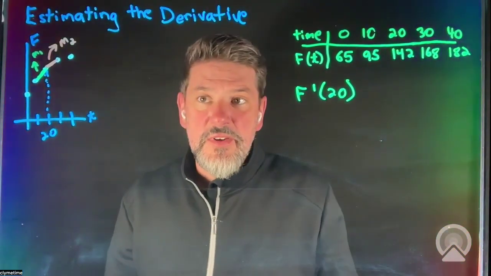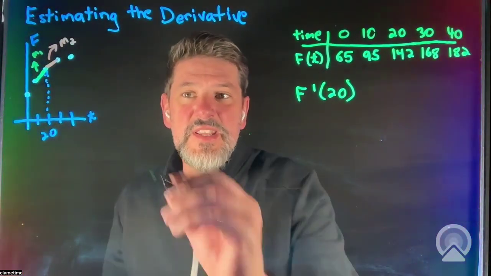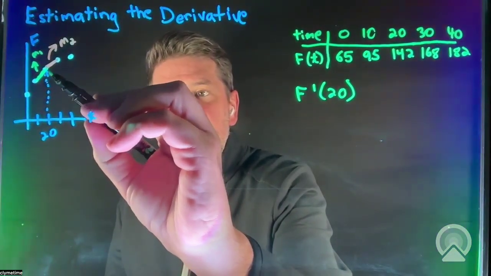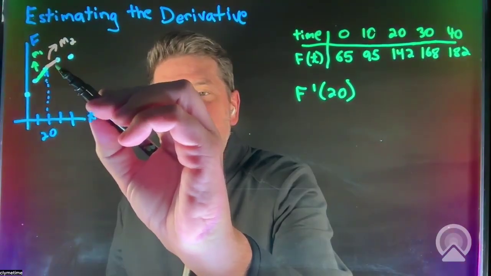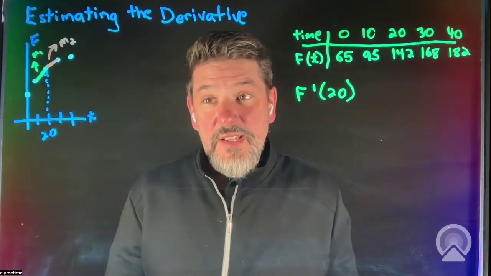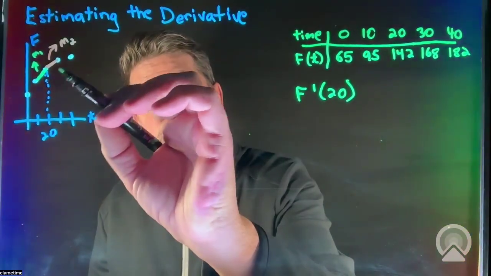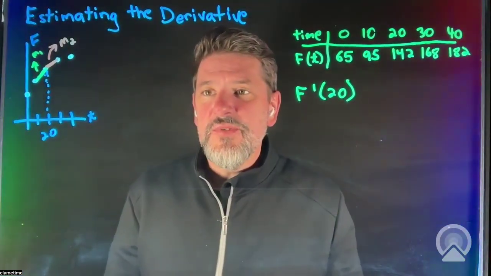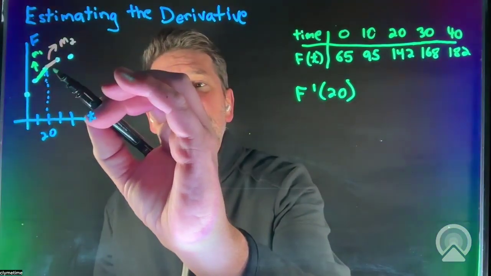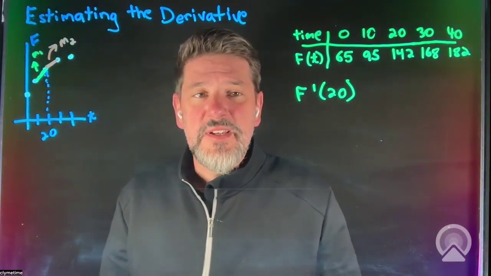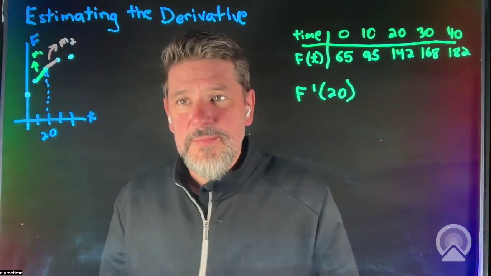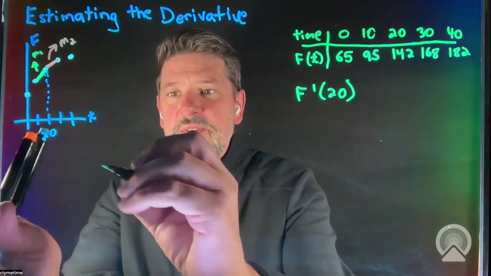We can find each one of those. But the actual slope of the tangent line is not going to be the green one. It's not going to be the orange one. It's going to be somewhere in between. So what we could do is take the average of the green one and the orange one. And that should give us hopefully something very close to the slope of the tangent line. And that would be an approximation of f prime of 20. So let's take a look at what that would look like.